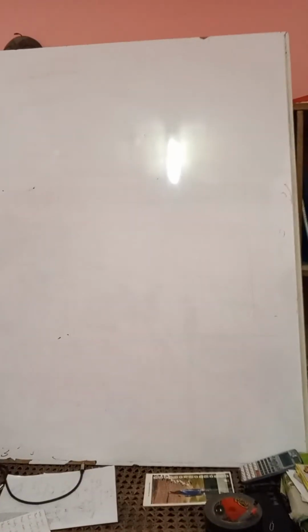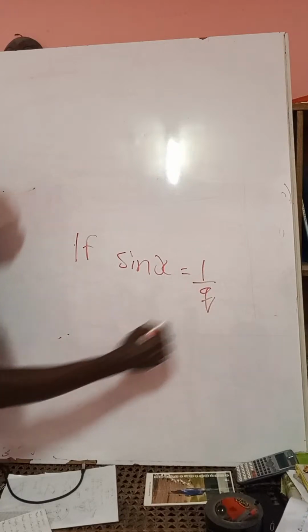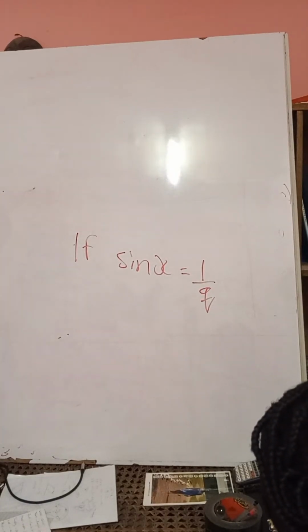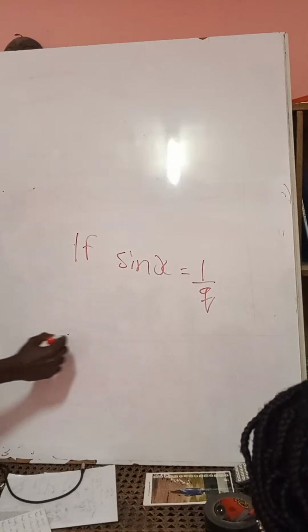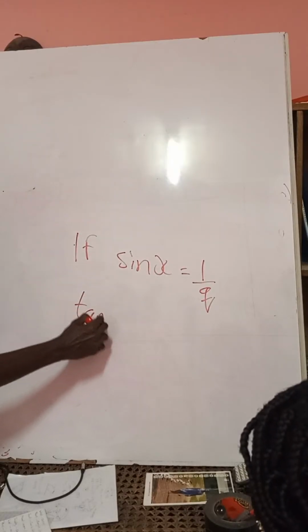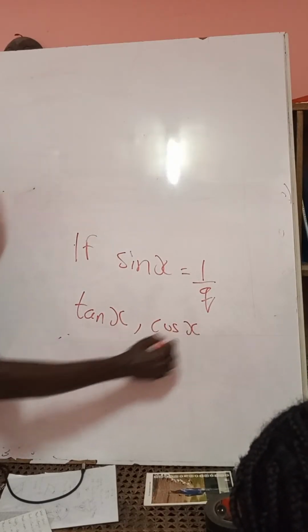Okay, so let's try another question here. Let me give you another question and let's try the first part. So if sine x equals 1 out of q, then find tan x and cos x. Find tan x and then cos x.